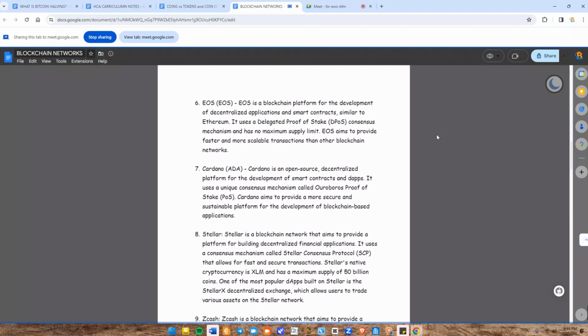Then we have EOS, a blockchain platform for the development of decentralized applications and smart contracts. Similar to Ethereum, it uses a delegated proof of stake consensus mechanism, which we are going to see later, and has a maximum supply limit. EOS aims to provide faster and more scalable transactions than other blockchain networks.